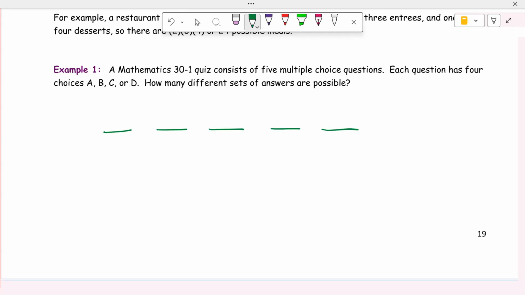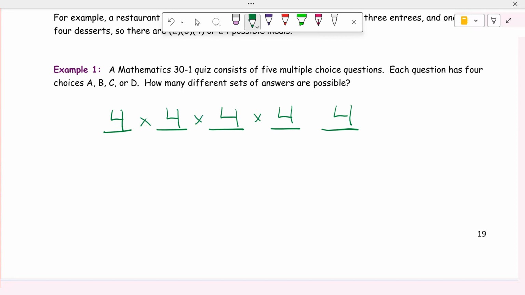Not that you have to do this, but I like doing this. It shows me how many questions are on their test. 5. So how many choices do I have to bubble in for the first one? 4. How many choices do I have to bubble in if I'm completely guessing? 4. How many choices do I have to bubble in for the third question if I'm completely guessing? Right, you see the pattern here? And 4. And what am I doing with those numbers to see how many possible arrangements of bubbling I could do? I multiply them all together.